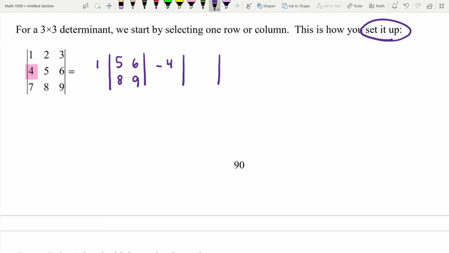Then I put the determinant behind it. Now look what I do. I get rid of the row and I get rid of the column, and what I'm left with is 2, 3, 8, 9. Then I do the last one, which is a 7. I don't change the sign, so I go plus 7. I get rid of the row, I get rid of the column, and what I'm left with is 2, 3, 5, 6. Now that's not your answer. That's just how you set it up.